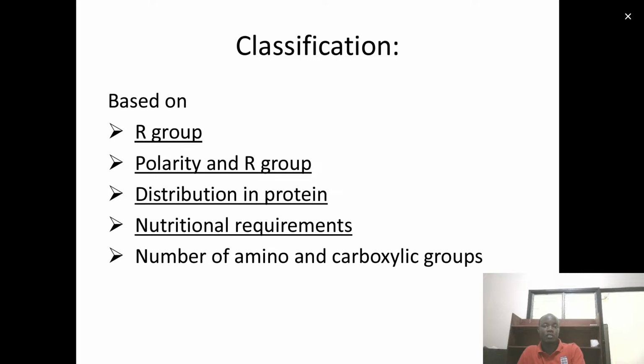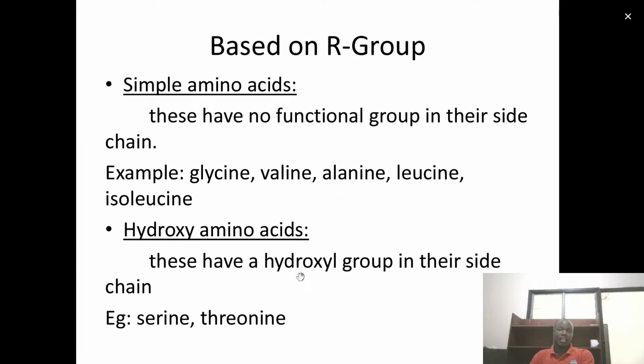Amino acids are classified on different bases. So what are the bases of classifying amino acids? You can classify amino acids based on their R group. You can also classify amino acids based on their polarity and the R group. You can also classify amino acids based on their distribution in protein. You can also classify them based on the nutritional requirement. And each of the amino acids has a number of amino and carboxylic groups. So now let's look at how these amino acids are classified based on the R group.